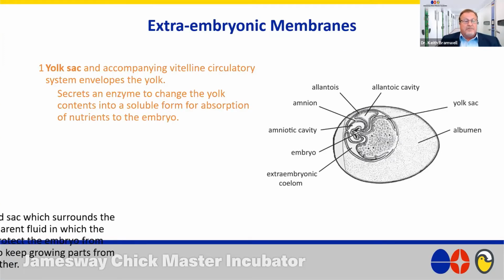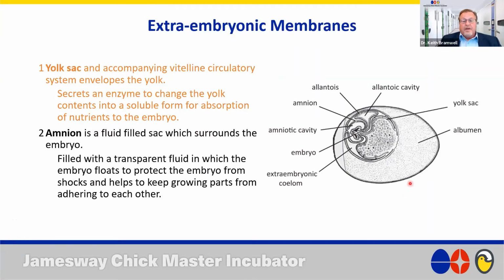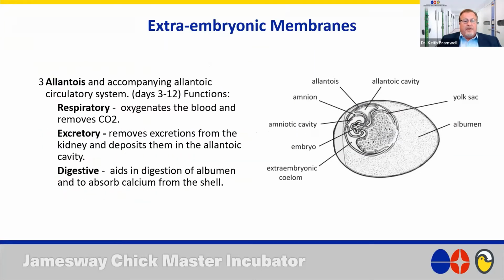Obviously, the embryo is going to starve trying to get nutrients, because the function there is to allow that yolk content to be utilized. The amnion, here we can see, is the fluid-filled sac that surrounds the embryo. It functions to transport that fluid in which the embryo floats, protects the embryo, helps the growing parts from adhering to each other, and gives the embryo a lot of space. That amnion is also occurring very early and is a very critical part of the embryo development.